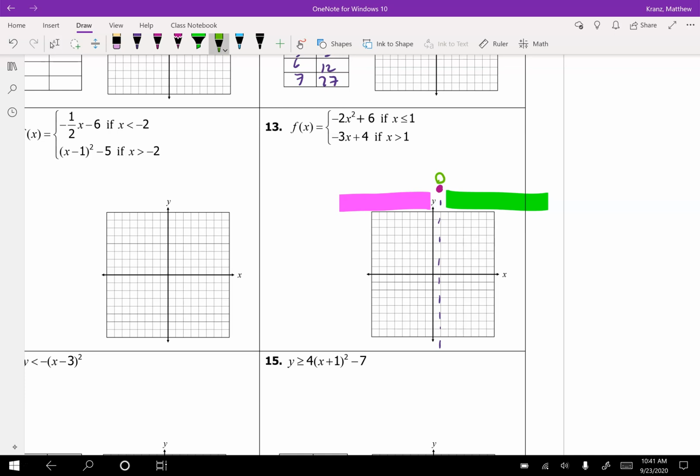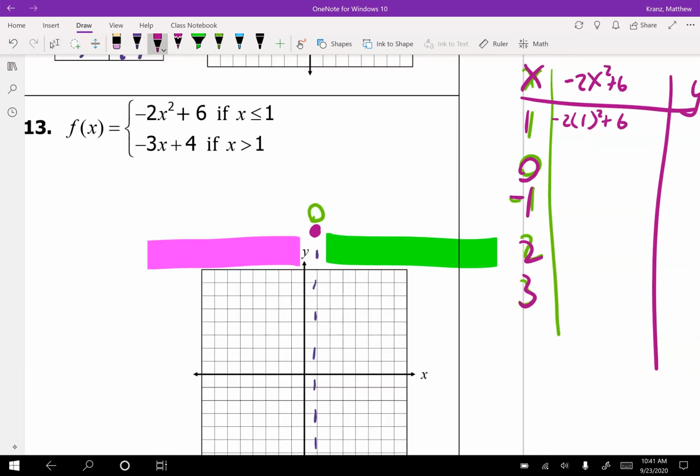So let's go ahead and see this. This one here, we have to use x is less than or equal to 1. So that means I'm going to use numbers less than 1, like 1, 0, negative 1, 2, 3, things like that. And that's my x. Actually, I should do this in my purple. So I have 1, 0, negative 1, 2, 3. There's my x. Here's my y. And I'm at negative 2x squared plus 6. So that gives me negative 2 times 1 squared plus 6. So negative 2 times 1 plus 6. Negative 2 plus 6 is just a positive 4.